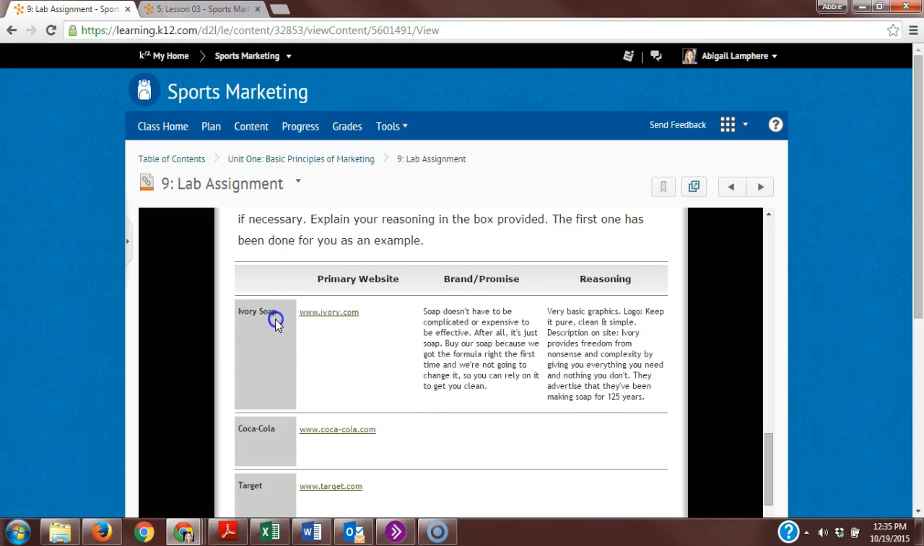So Ivory Soap is the company here, and they provide a website for you to go and look at. In the example, they explain that soap doesn't have to be complicated or expensive to be effective. After all, it's just soap. Buy our soap because we got the formula right the first time and we're not going to change it, so you can rely on it to get you clean. This is an overall feel of how this person views Ivory Soap and the company. By looking at their webpage, let's go ahead and pull that up.